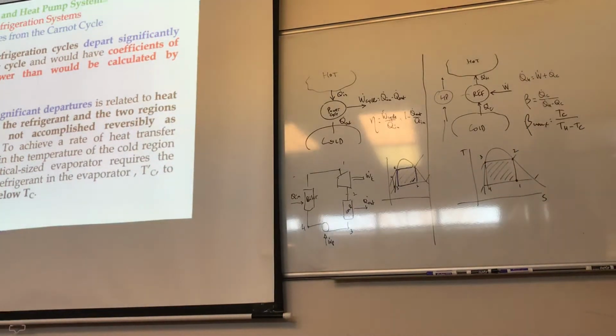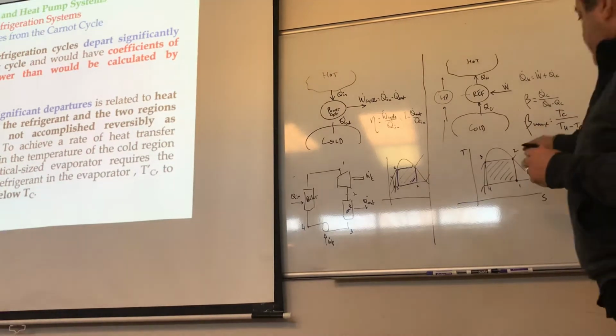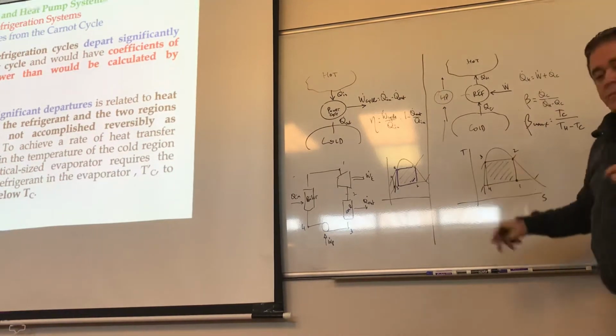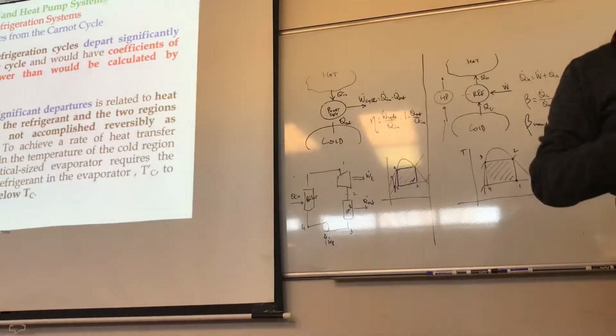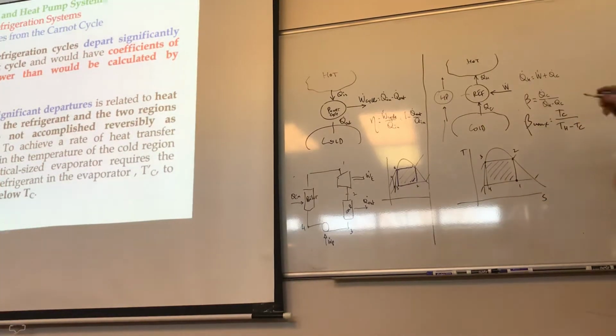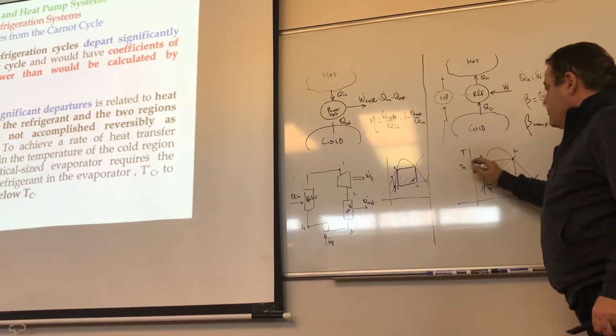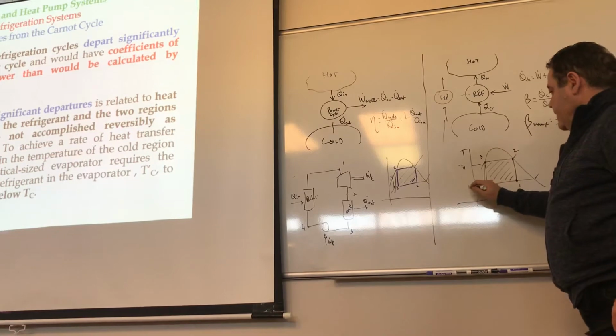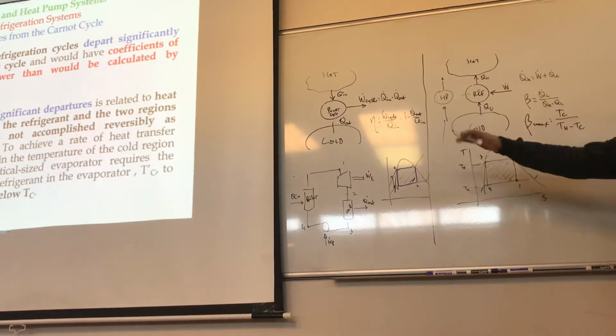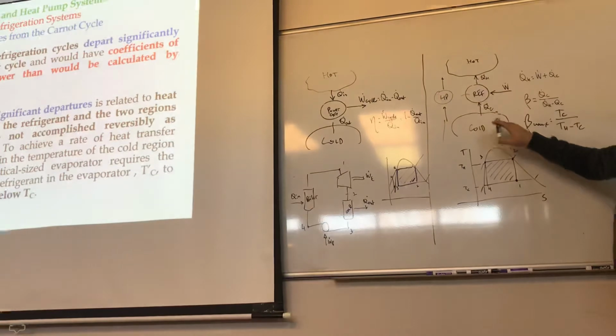It says one of the most significant departures is related to the heat transfer between the refrigerant and the two regions, in that they are not accomplished reversibly as presumed before. So again, we're assuming that everything here is occurring reversibly, but in reality, this temperature TH is the temperature of the hot reservoir. The temperature here, TC, is the temperature of the cold reservoir, right?